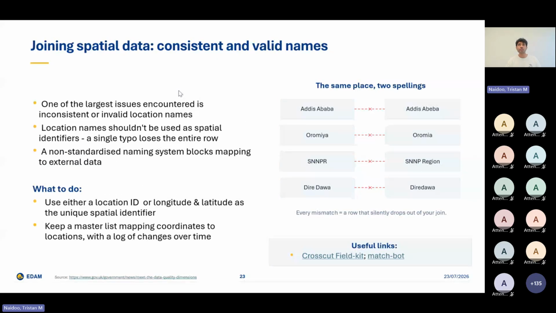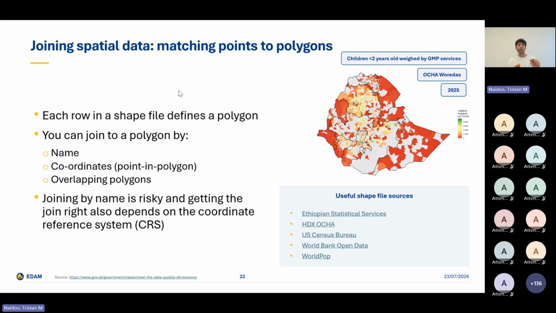So starting with joining spatial data by names. I'm just going to jump back to the previous slide. Keep in mind that what we're doing here is we have children who have been weighed by GMP services. We know the Woreda they belong to, and we want to now try and join this to a shapefile. So we have a file that says, this is what a Woreda in Ethiopia looks like. We know the name, and we're trying to join these two things together.